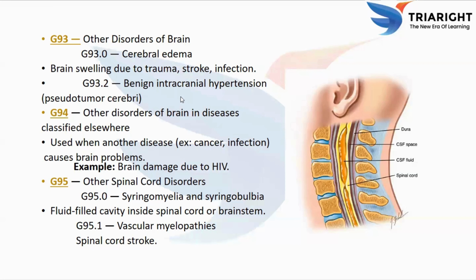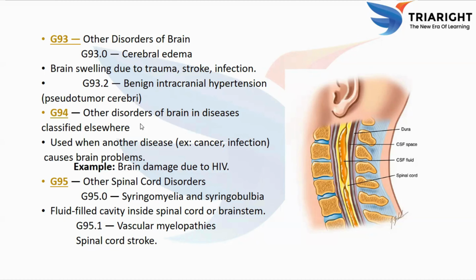So you have to assign the code G93.2 for pseudotumor cerebri or the benign intracranial hypertension. So next code is G94. So what is G94? Other disorders of the brain in disease classified elsewhere. So this code is used when another disease causes the brain damage.